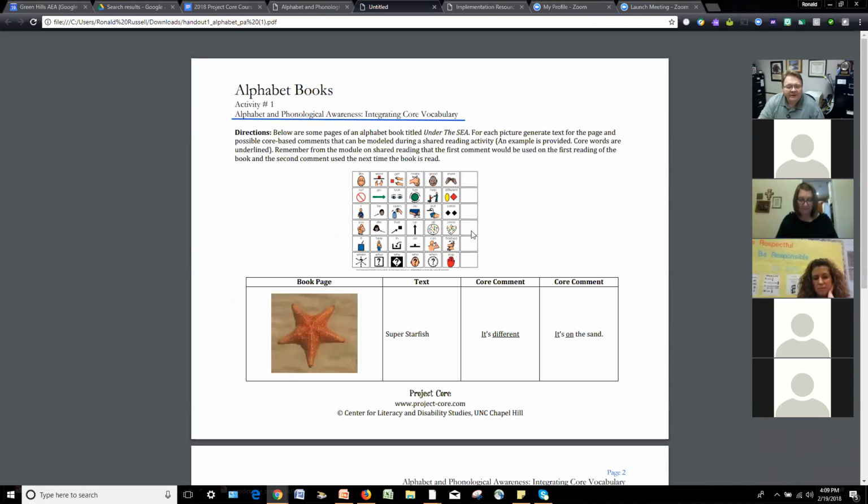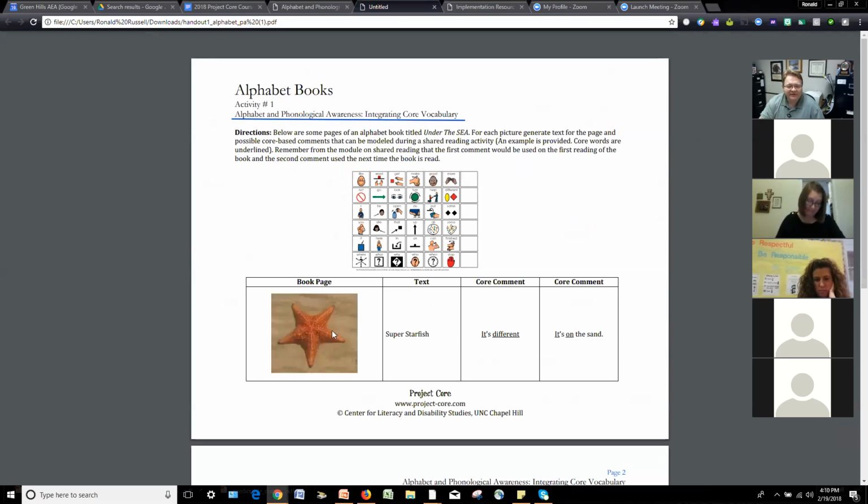But okay, what have we got here? The beginning of the video was trying to talk about the value of using something like an alphabet book. It's part of the literacy experience, not the complete package, of course. But the directions here below: for each picture, generate text for the page as if you were, for example, creating a book.